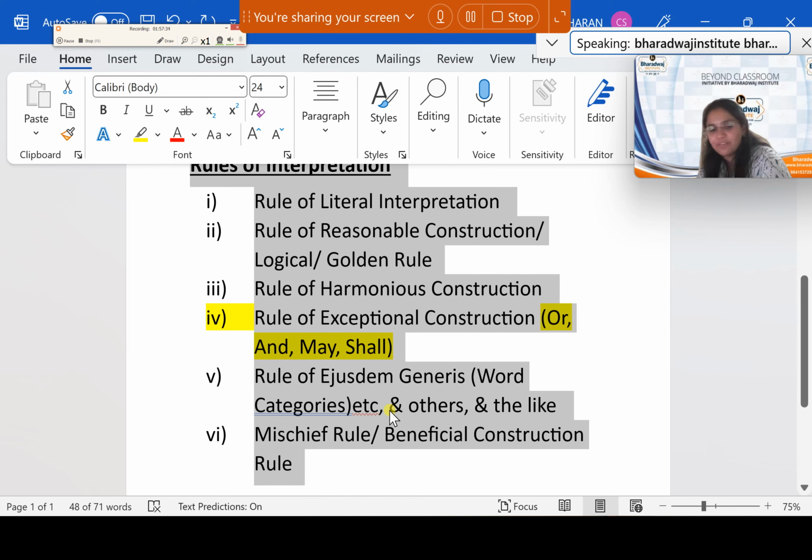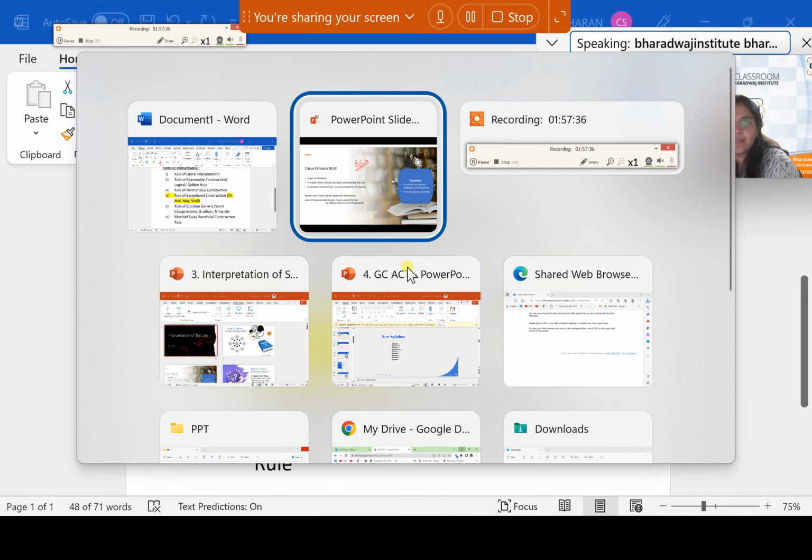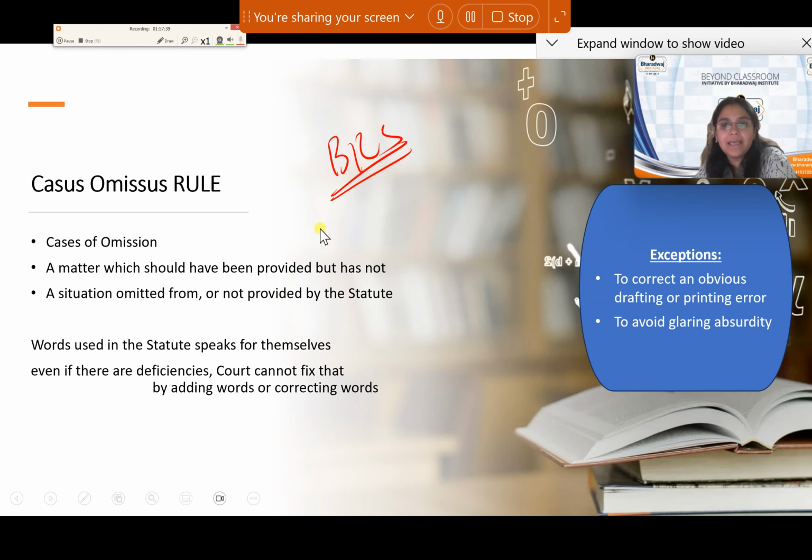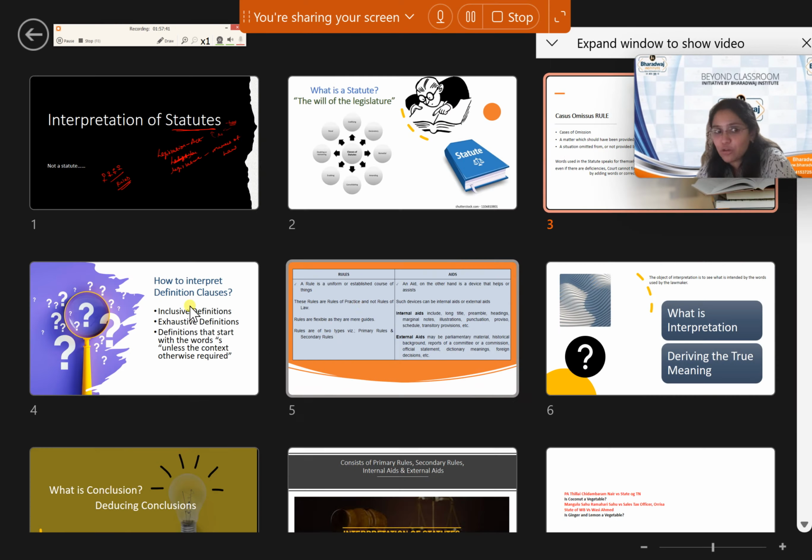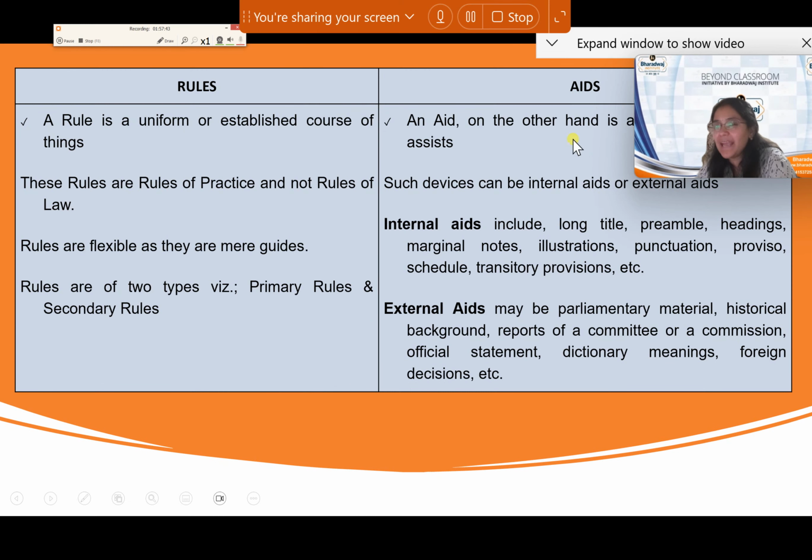Clear everybody? So in this chapter, what are we going to learn? In interpretation of statutes, we will be learning about rules relating to interpretation, and then some aids relating to interpretation, and then, like I already told you, a little bit of the General Clauses Act, which was deleted from the old syllabus and included here. The General Clauses Act has 30 sections. Of the 30 sections, they have shortlisted 10 sections alone and included them inside your interpretation of statutes. We will learn them all in the next class.